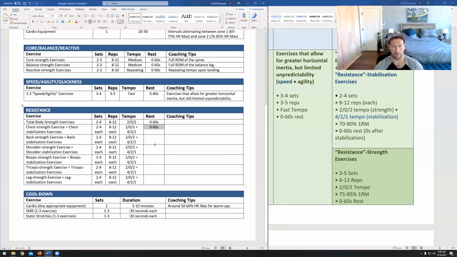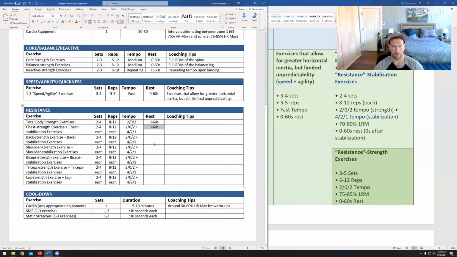But for the resistance section, we are going to choose total body strength exercises, and then it's going to be the same rules that we saw earlier with the chest strength, back strength, shoulder strength, biceps, triceps, and legs again.